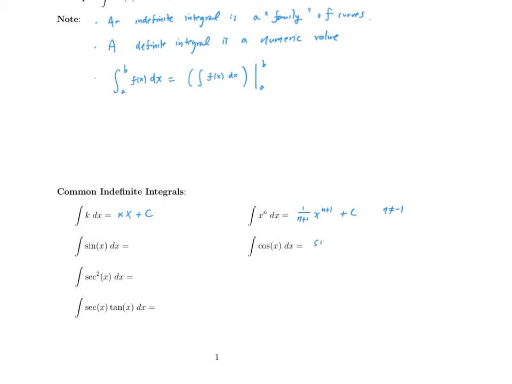Antiderivative of cosine is sine. Antiderivative of sine is minus cosine. Antiderivative of secant squared is tangent. And an antiderivative of secant tangent is secant. So as mentioned previously with antiderivatives, these are all formulas that you should be very familiar with, that you can use and recognize quickly and efficiently. Ideally, you will practice these enough that they just become second nature.